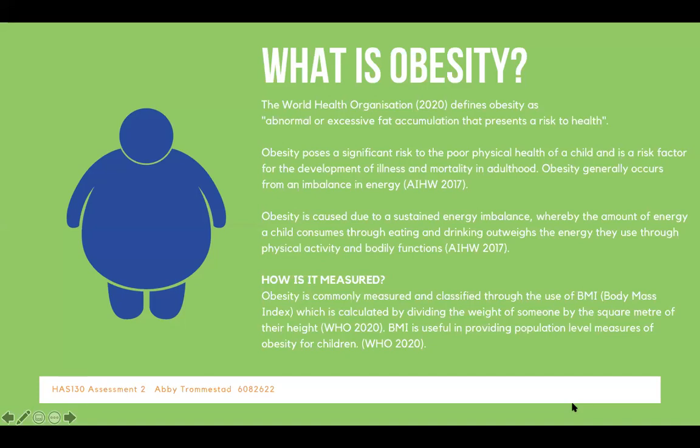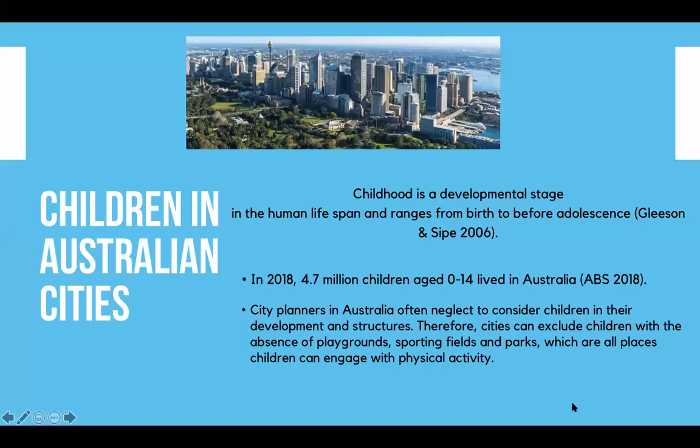How is it measured? Obesity is commonly measured and classified through the use of BMI, which stands for body mass index, which is calculated by dividing the weight of someone by the square metre of their height. BMI is useful in providing population-level measures of obesity for children.